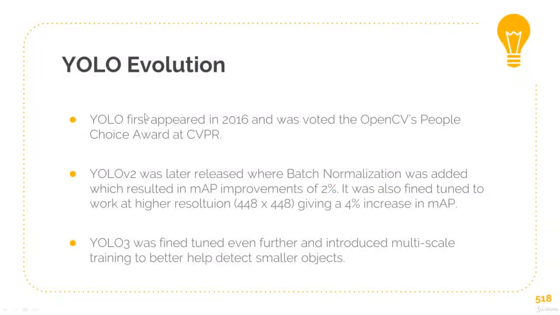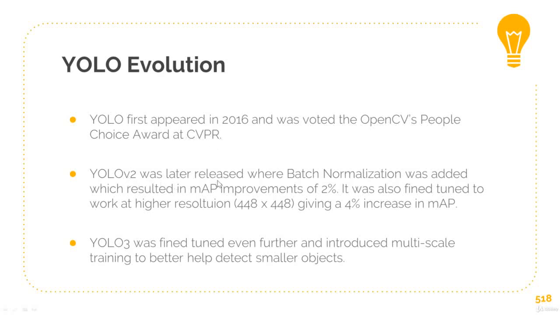So let's talk about the evolution of YOLO. YOLO first appeared in 2016. That was the same year Faster R-CNN was released, and it was voted the OpenCV People's Choice Award at the CVPR pattern recognition conference.